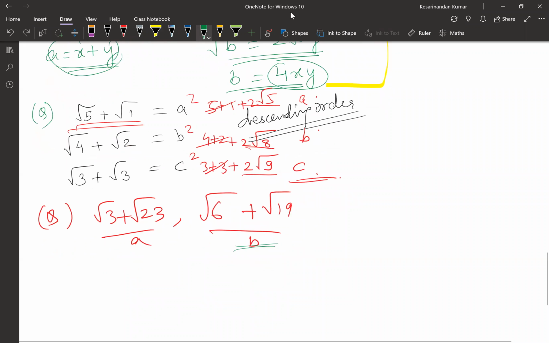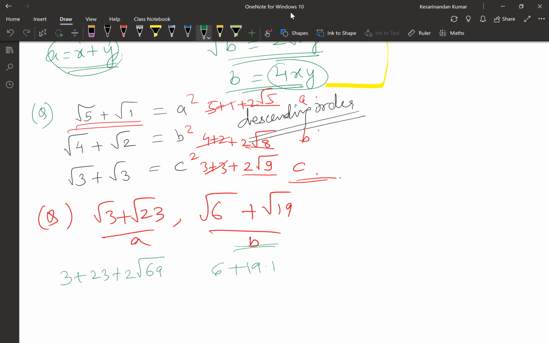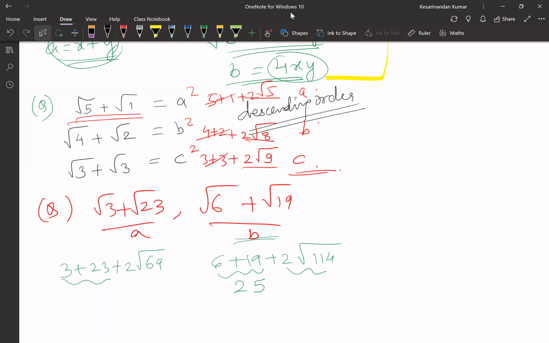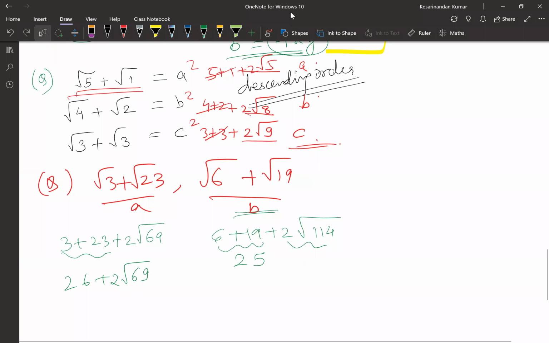How? Let's square both of them again. So this will be 3 plus 23 plus 2 root 69. This will be 6 plus 19 plus 2 root 114, since 19 times 6 is 114. This is 26, and this is 25. Now let's calculate this slight difference, because 26 plus 2 root 69. Now this 69 lies between which values?